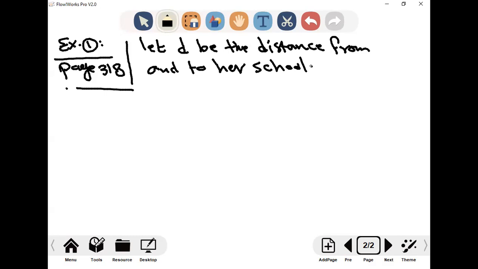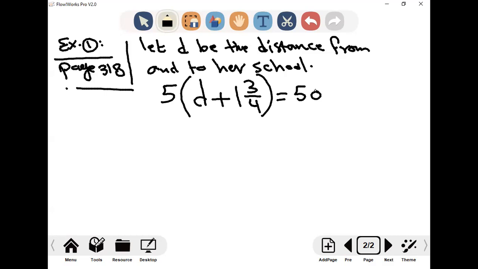How much? So each day she drives D and 1 and 3/4, right? So it is D plus 1 and 3/4. This is each day. But how many days do we have? 5 days, right? So this is repeated how many times? 5 times. So this is all multiplied by what? Equal the total distance, which is? Now I did the difficult part, right? Which is how to write the equation. Now the second part, we know it. Distribute and calculate. Yeah. Let's solve now.